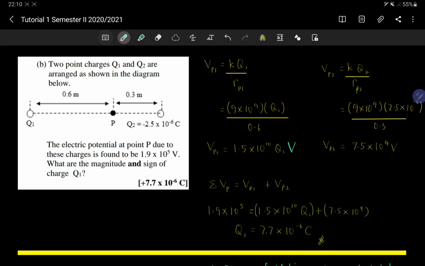Alright, and then by doing the same thing, we just calculate V exerted on P by Q2. That one is VP2. VP2 equals KQ2 over RP2. Again, K is just a constant. Q2 is given already, which is 2.5 exponent negative 6.